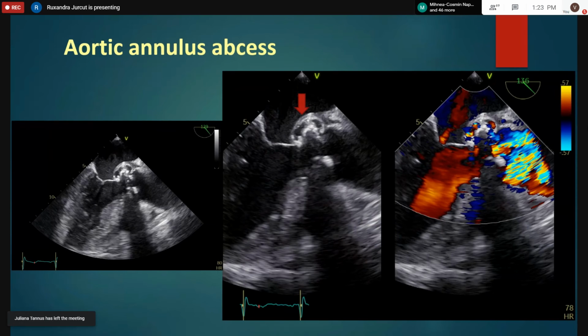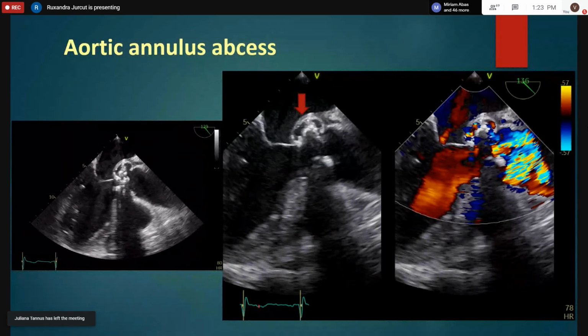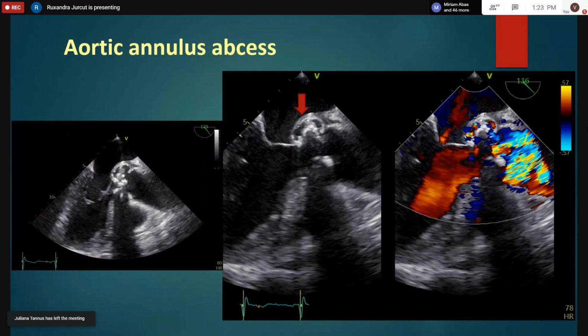Now I moved on another slide. Do you see again a new slide called aortic abscess? Can you see it?